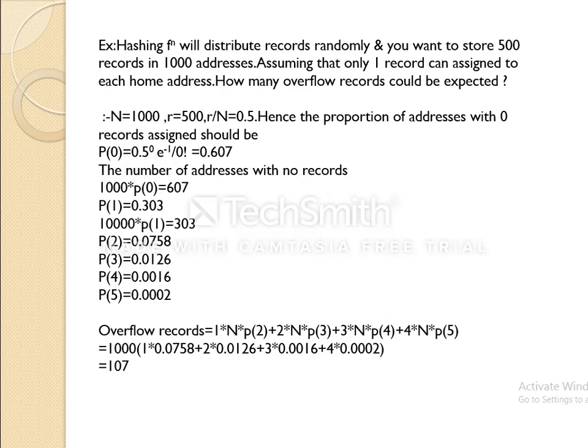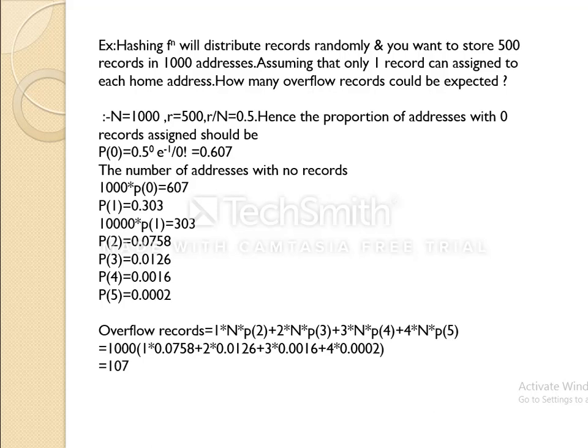Another example: the hashing function will distribute the records randomly and you want to store 500 records in 1000 addresses, assuming that only one record can be assigned to each home address. How many overflow records could be expected? From the given example, N is equal to 1000, r is equal to 500, and r/N is equal to 0.5. Hence, the proportion of addresses with 0 records assigned, the probability of 0 records, is equal to 0.607.